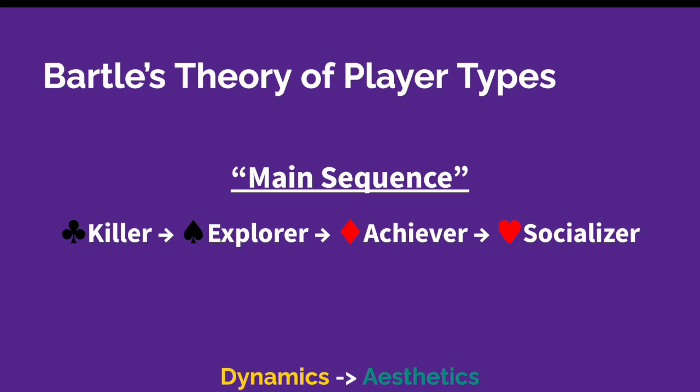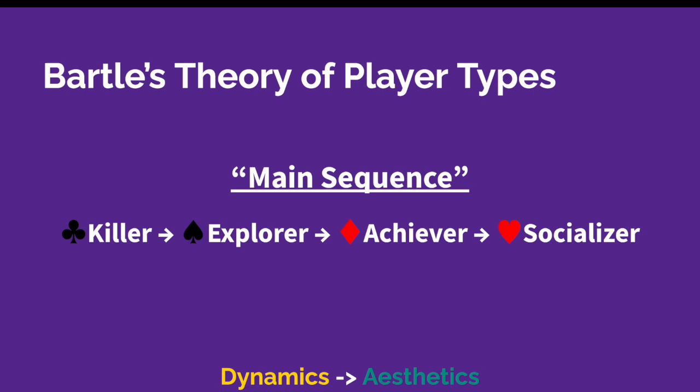And the main sequence was killer to explorer to achiever to socializer. So you start out a little bit directionless and violent, and then become a little more invested in the game and pursuing the actual goals of the game, and then more invested in the community itself, and ultimately arriving at socializer, where the game is not just a thing that you play for yourself, but is a community that you belong to.